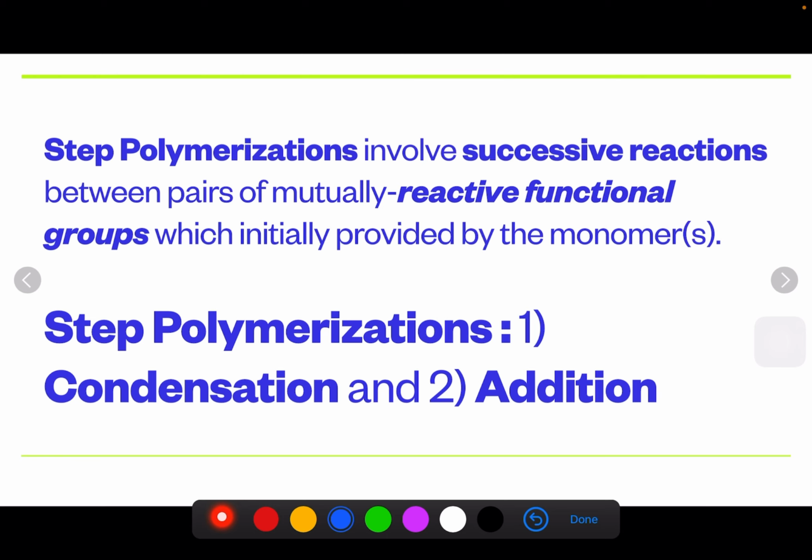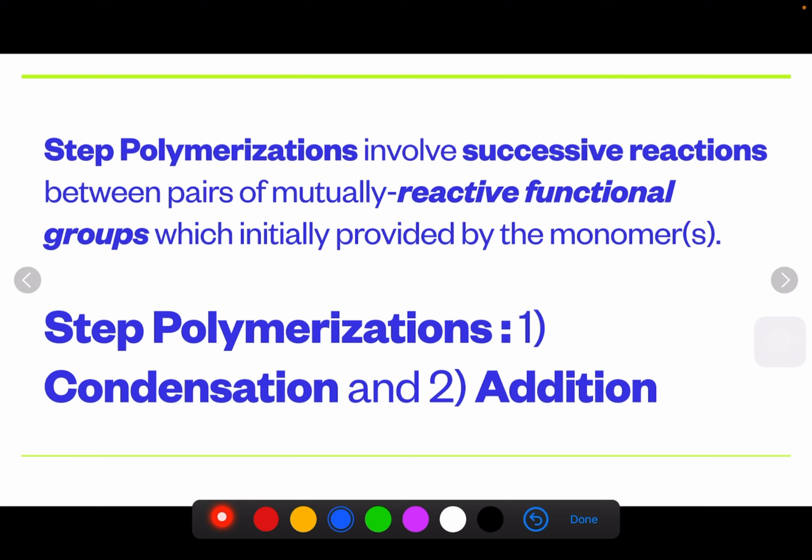In step polymerization, it has a successive reaction. Successive reaction means there is one reaction, and then a second one, and a third one, and sometimes it takes some time, and then it repeats until all the monomers polymerize. And then the other keyword is the reactive functional groups. How can we get the functional groups? They are typically from the monomers. So if you have two monomers.